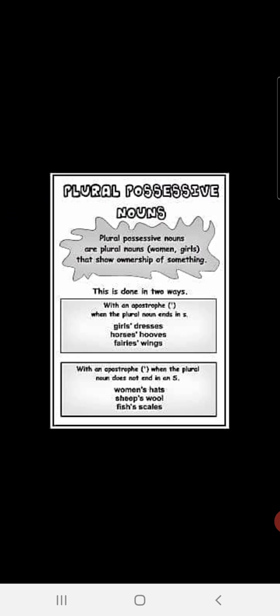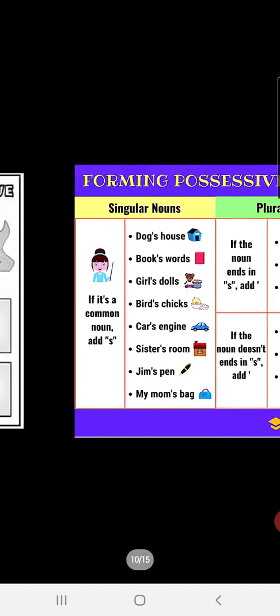Now with an apostrophe when the plural noun does not end in an s. Like women. Women is a noun which is already in plural. Singular is woman. So you will add apostrophe s. Sheep's, fish's.